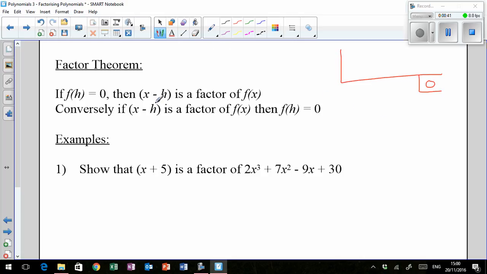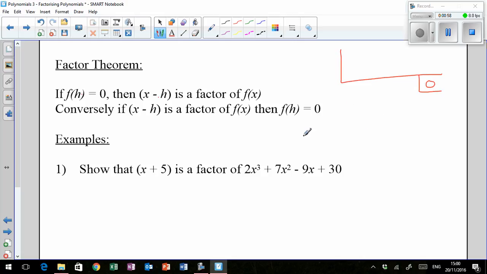Now, can you get this into your notes? This is your factor theorem. If you run through your synthetic division and get 0, then what you're dividing by has to be a factor of f of x. And the other way around, if it is a factor, then you have to be getting 0 when you go through your polynomial.